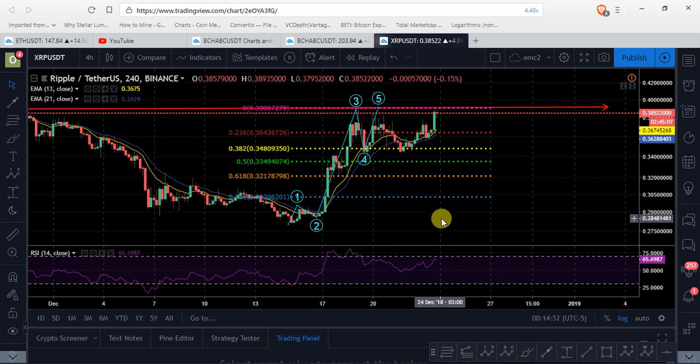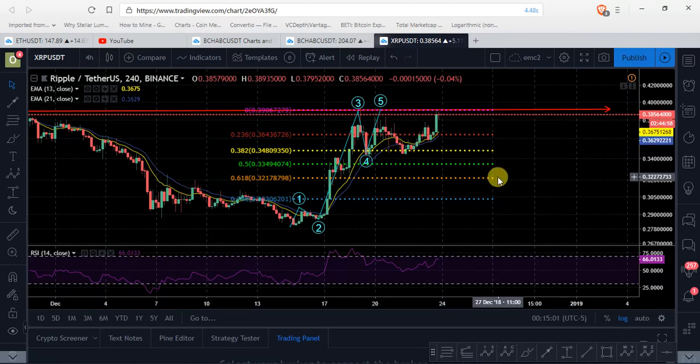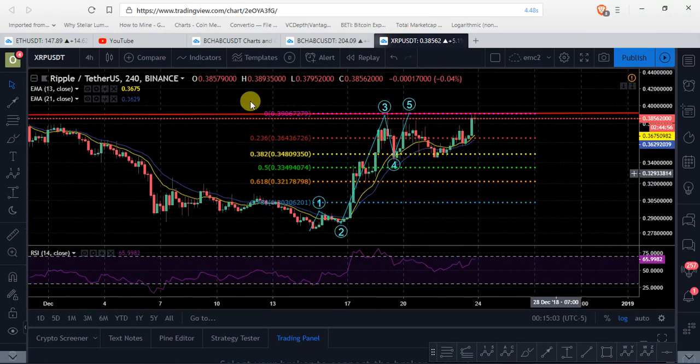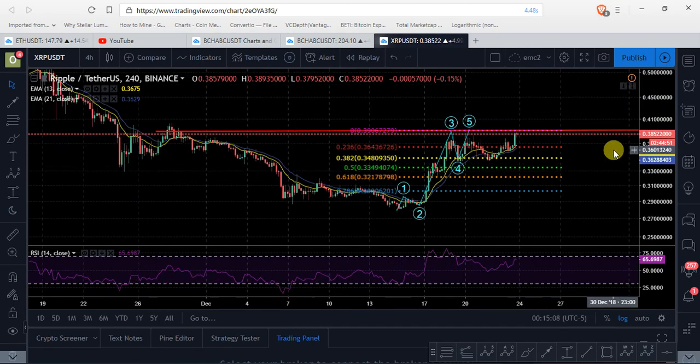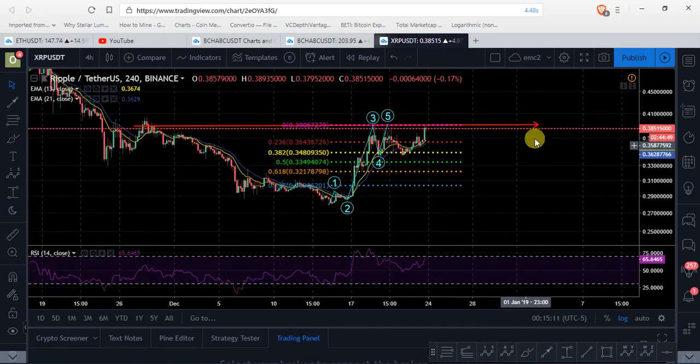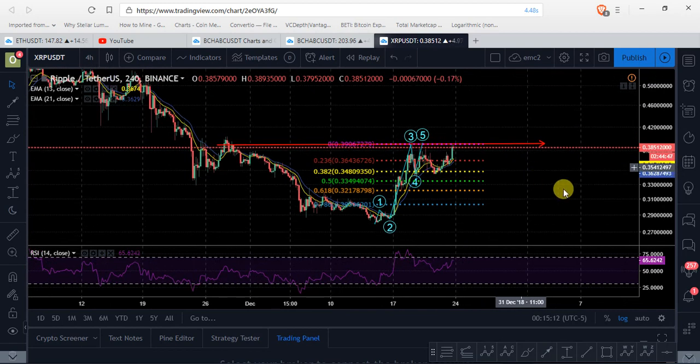I just wanted to give a quick update about XRP and where I think the price of XRP is heading, at least for the short term. This is a 4-hour chart, but I'm more interested in the daily time frame, because with the 4-hour chart I can just easily give you the price, but I want to give you the long term perspective.